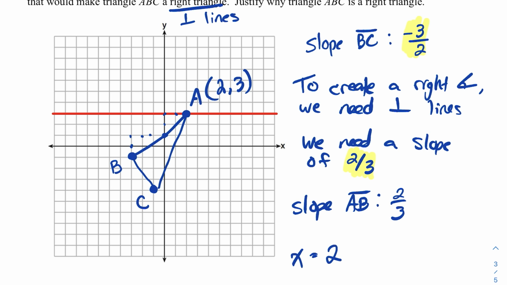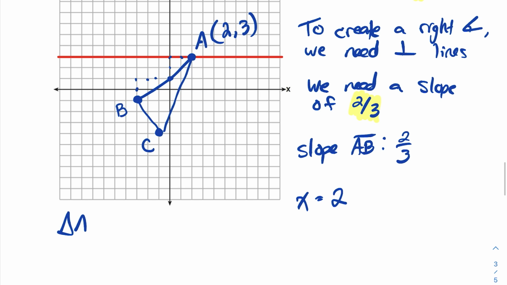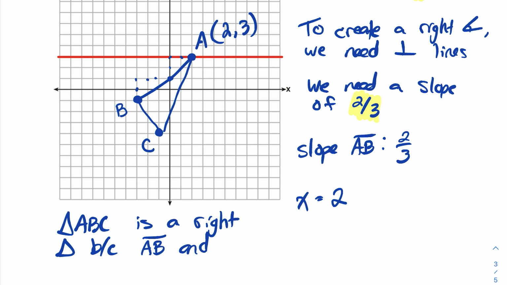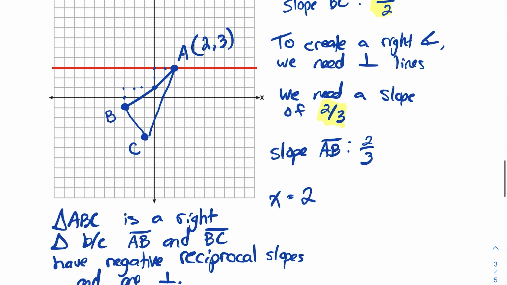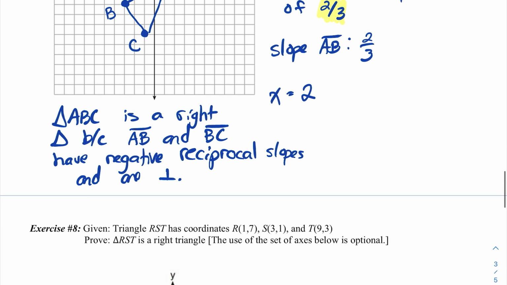Justify why triangle ABC is a right triangle. I'm just going to say triangle ABC is a right triangle because AB and BC have negative reciprocal slopes and are perpendicular. Okay.